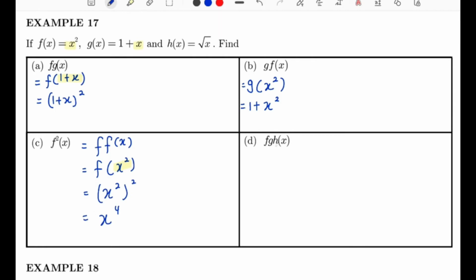And the last one, fgh(x), write down the most inner function, which is h(x), √x, and then substitute √x into g. √x here, substitute into g, which is into the x. So 1 plus √x, and then we still have f here, and then take the whole thing here and substitute into the f. (1 + √x) squared.